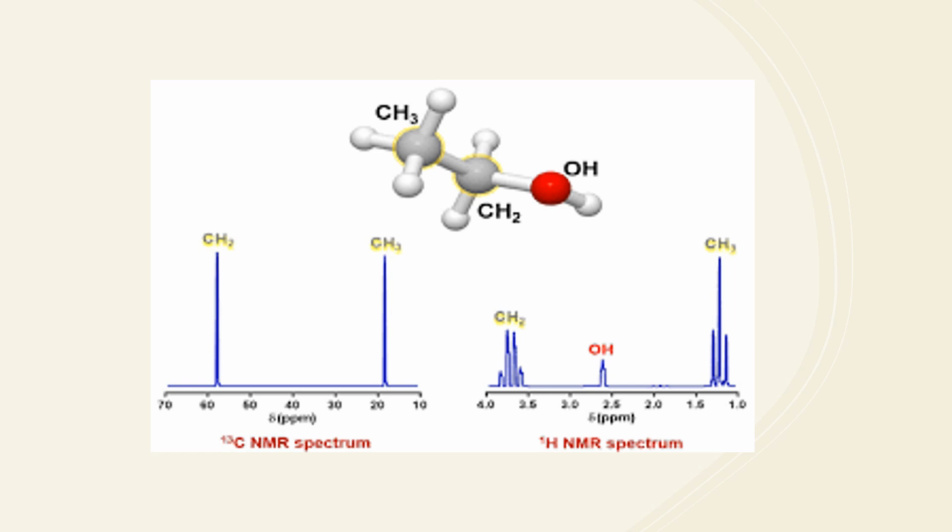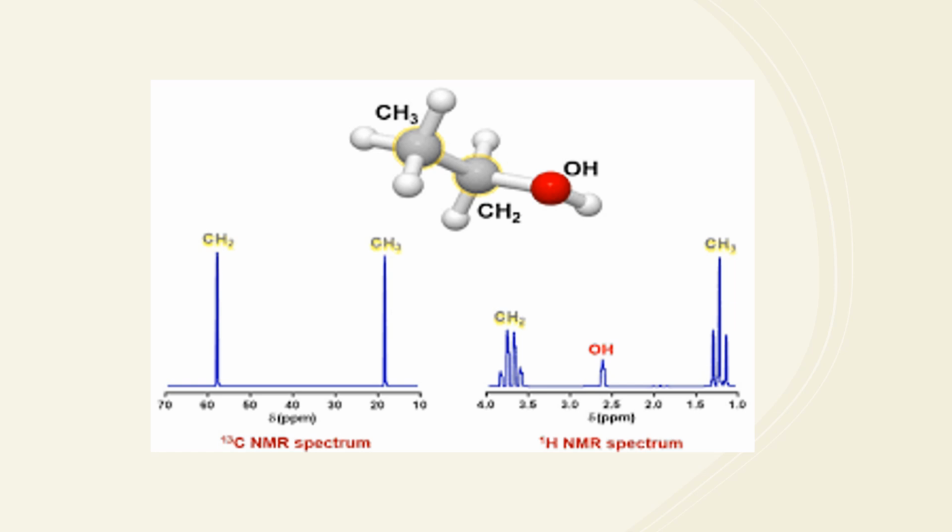Next, at around 3.5 parts per million, we have a signal from the CH2 group located next to the oxygen atom in the structure. Here, the integration value indicates 2 protons, corresponding to the hydrogens in this CH2 group. The splitting pattern is likely a triplet, suggesting coupling with an adjacent CH3 group.